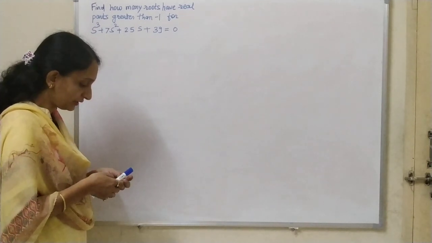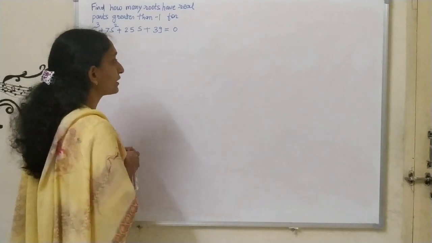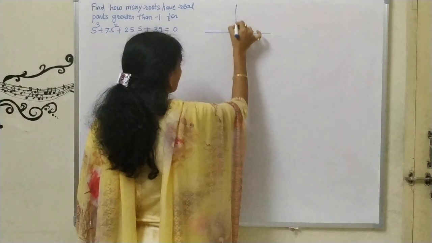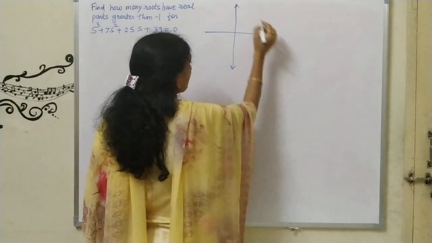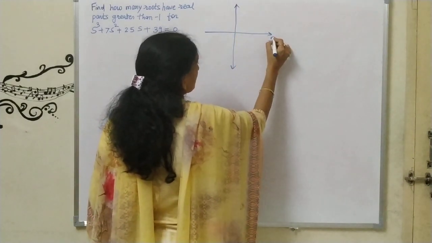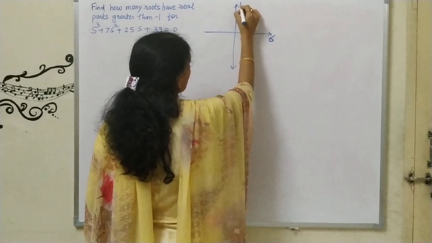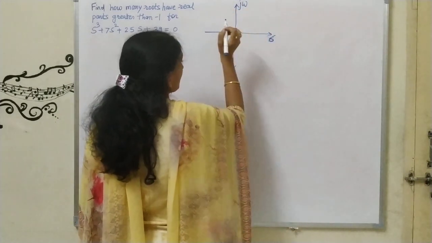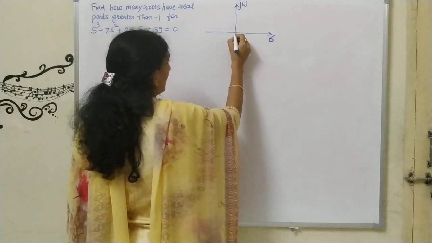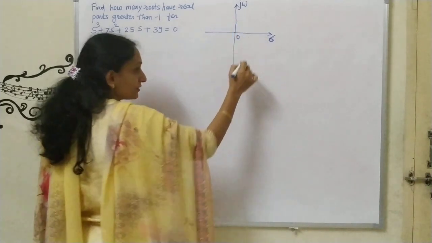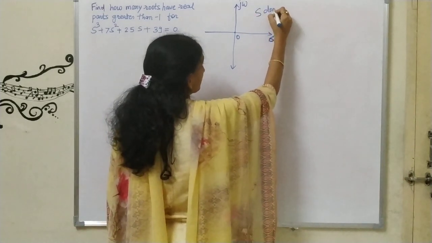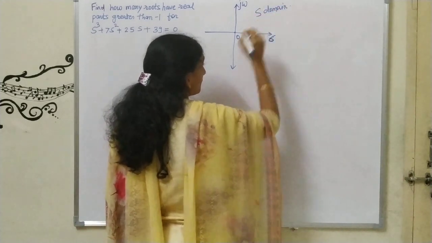I told you that in case of relative stability we are comparing two things. For example, suppose this is the S domain. S domain means we know that S is equal to sigma plus j omega. I am showing sigma on the x-axis and j omega on the y-axis, and this is the origin. This is actually the S domain.